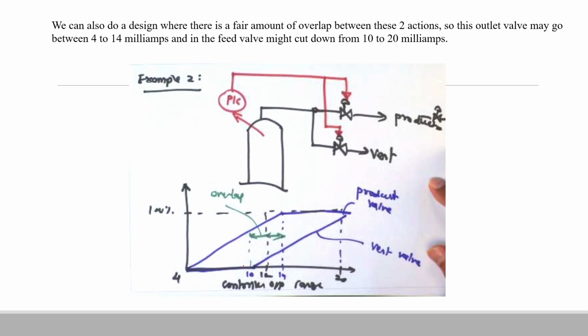Even though the product valve keeps on opening, at 10 milliampere in this diagram the vent valve will also keep on increasing. And at 14 milliampere, the product valve will get closed and the vent valve will again keep on increasing. So this was the example that was already discussed in the class, which showed how you can design a system whereby there is a fair amount of overlap between these two control actions.